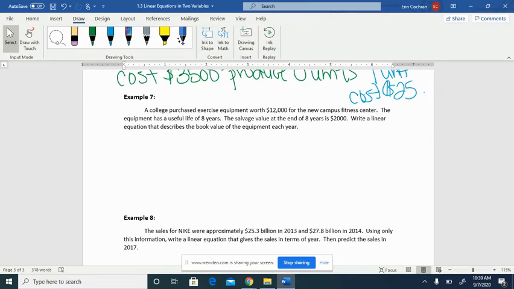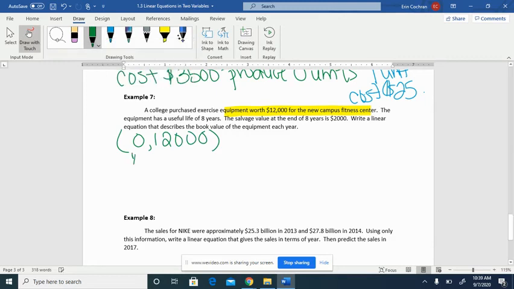Okay, so let's set these up as ordered pairs. If we purchase something for $12,000, we've used it 0 amount of time, and it's going to cost us $12,000. So the 0 represents my year, and this is my cost. Okay, 8 years is our useful life, and at the end of 8 years, we're only going to get $2,000 back. So after 8 years, it is $2,000. Now we have 2 coordinates here.